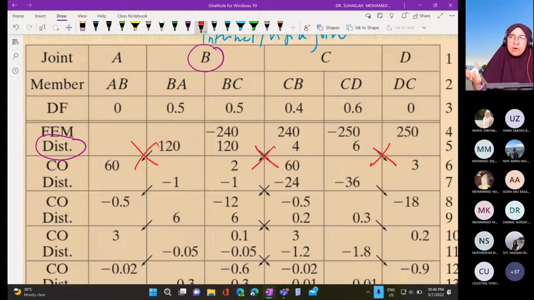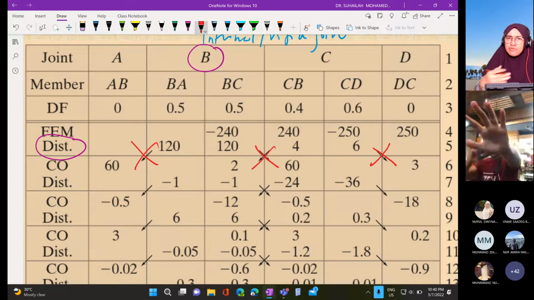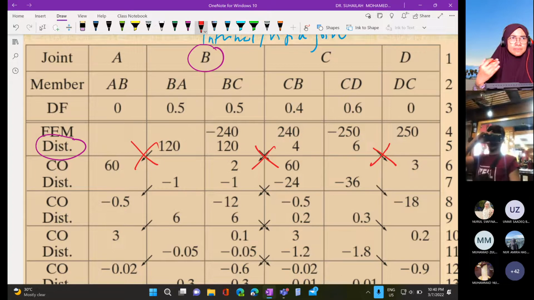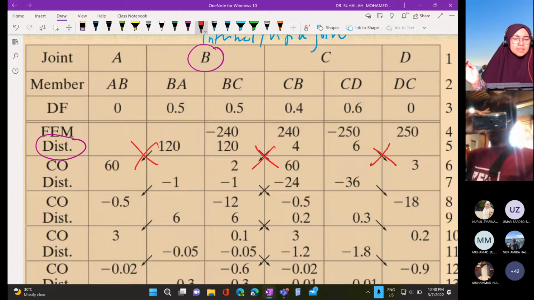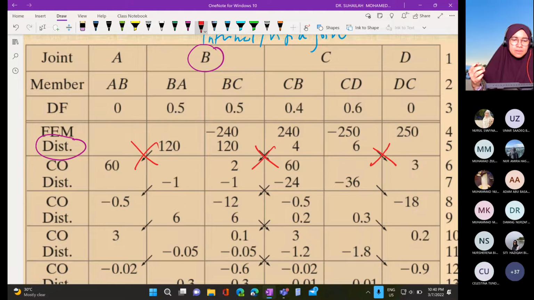We have to carry over using the factor. And the factor for N fix. Semua ni N fix lah. Sebab A dia fix, D fix, internal semua fix. Okay, internal all fix. A dengan D, far N fix. So, kita pakai semua 0.5.